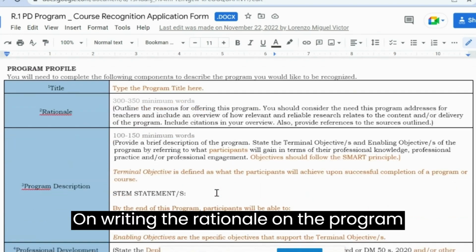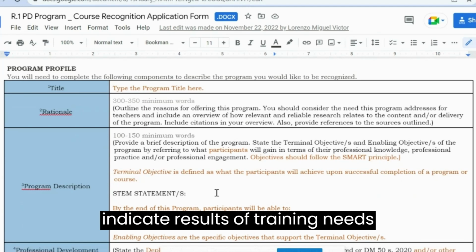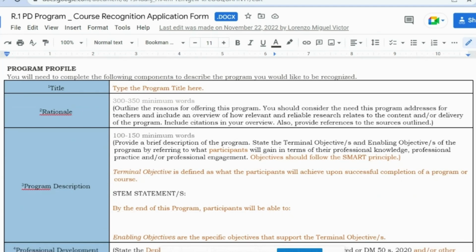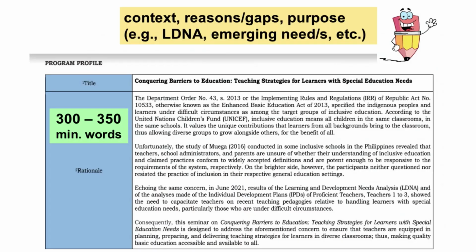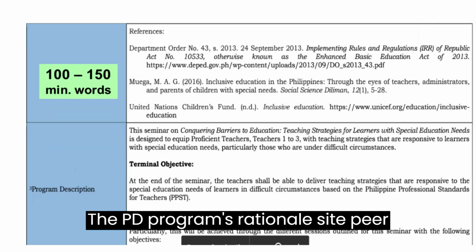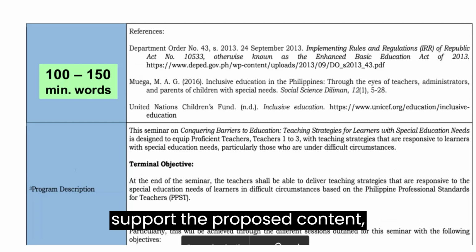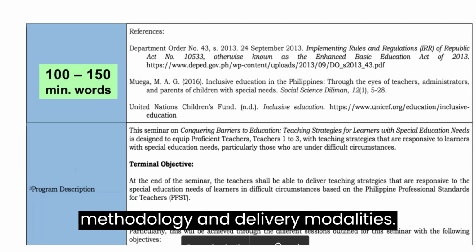On writing the rationale in the program profile: the PD program's rationale clearly indicates results of the training needs assessment (TNA) conducted, utilizes the results versus the professional standards, competency framework, and PD priorities to develop the course design. The PD program's rationale includes research-based data, foreign or local, to support the need for the program. It cites peer-reviewed research and literature to support the proposed content, methodology, and delivery modalities.